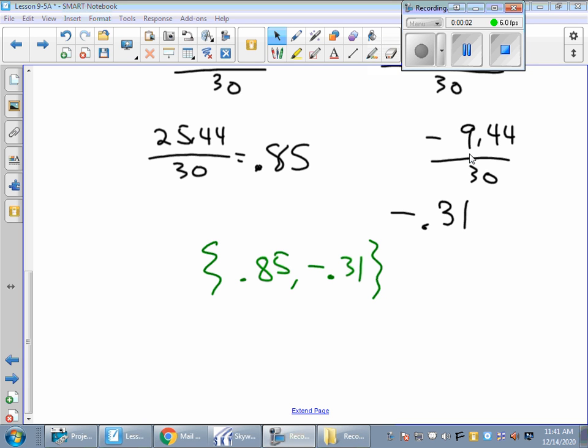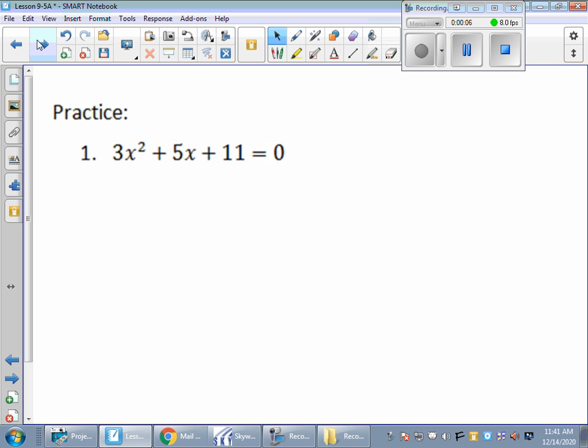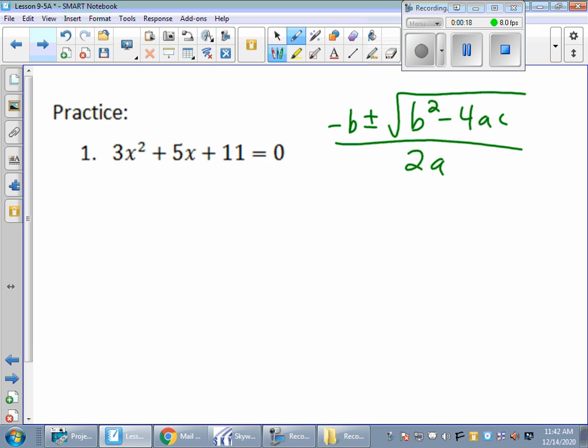All right, folks, so that one worked. That was great. So now we're going to move on to the next one. So let's take a look at the next one and see what happens again. Remember our formula here, negative b plus or minus square root of b squared minus 4ac all over 2a.